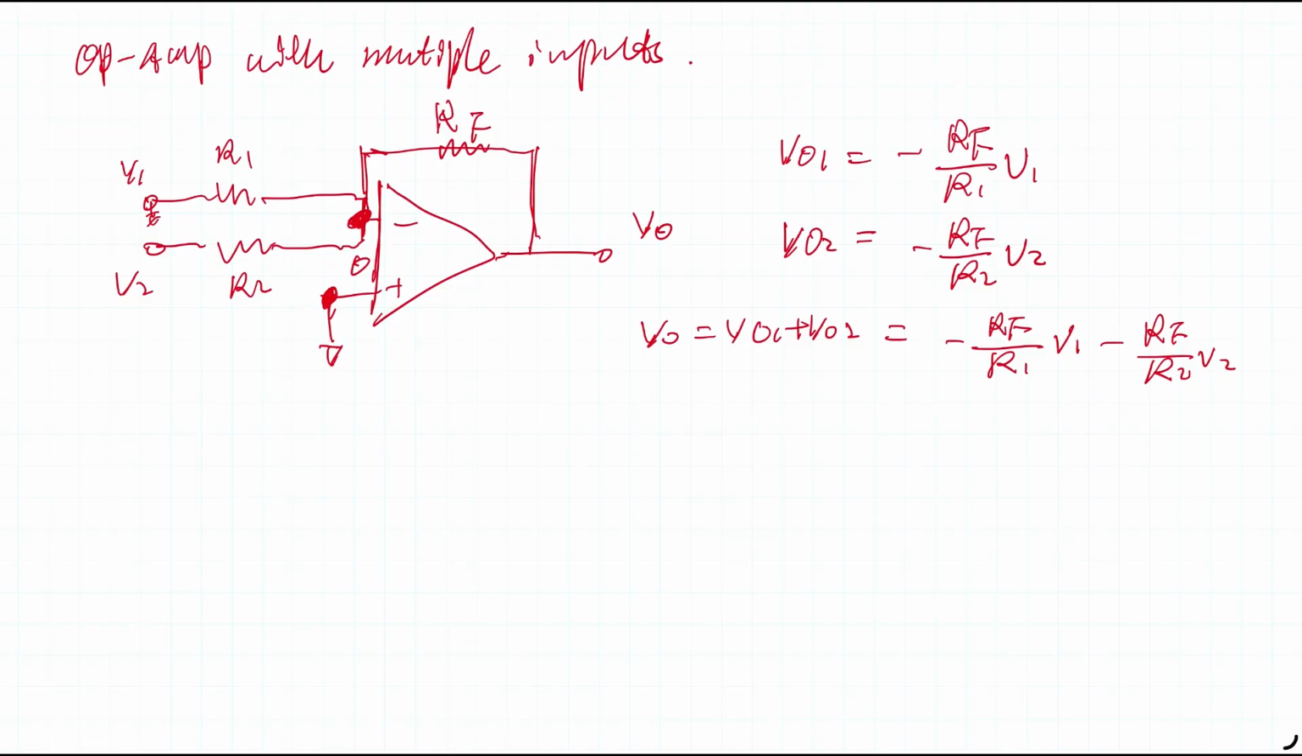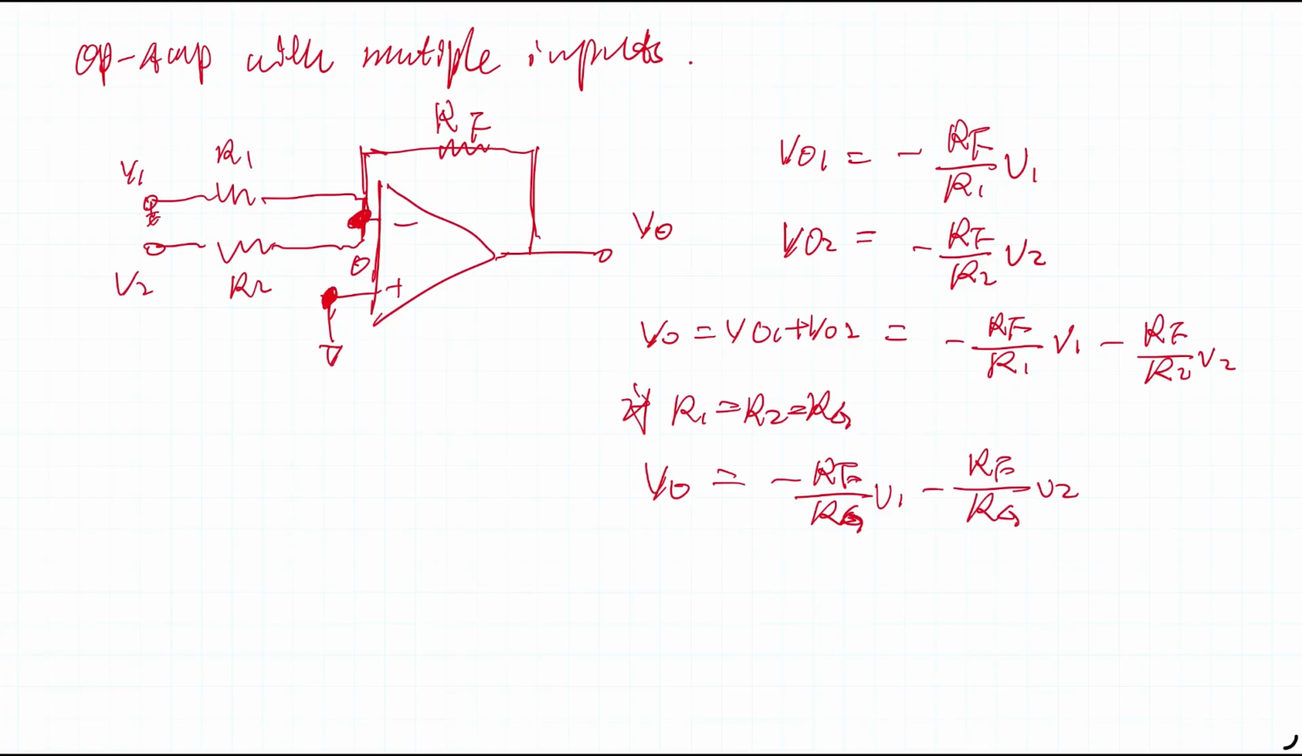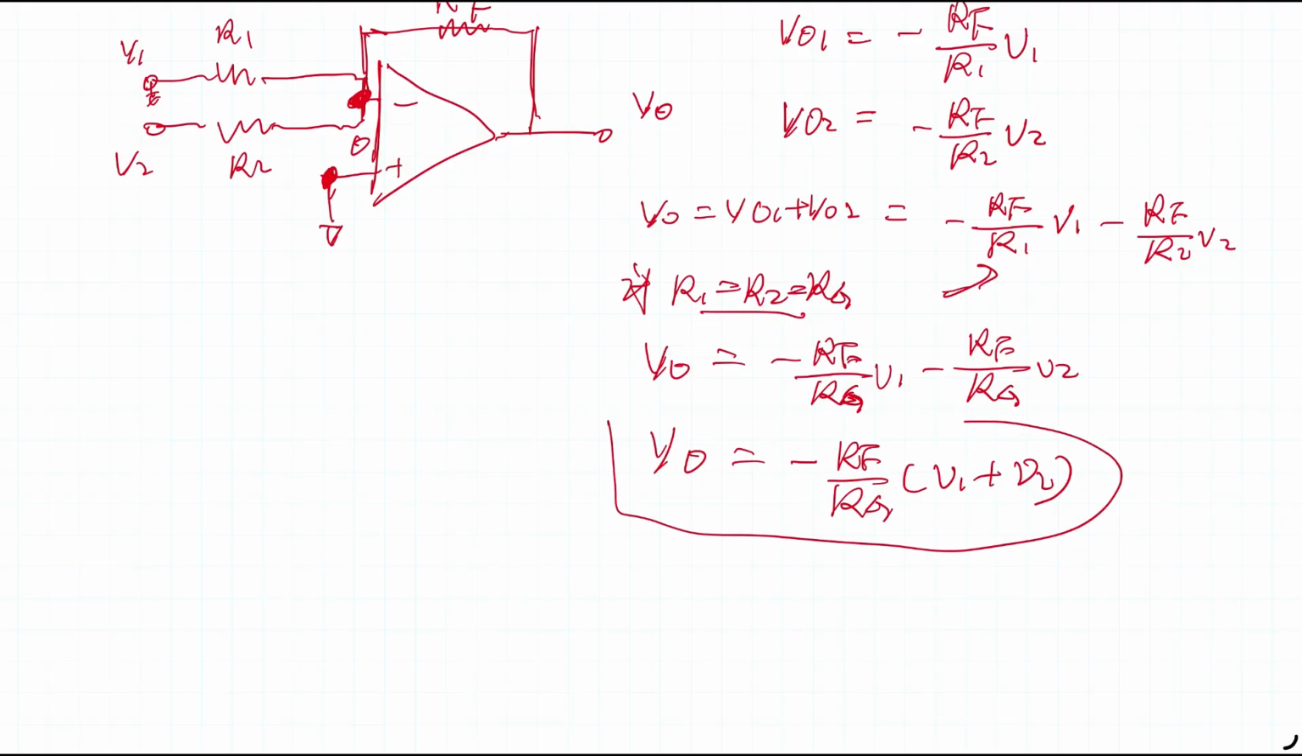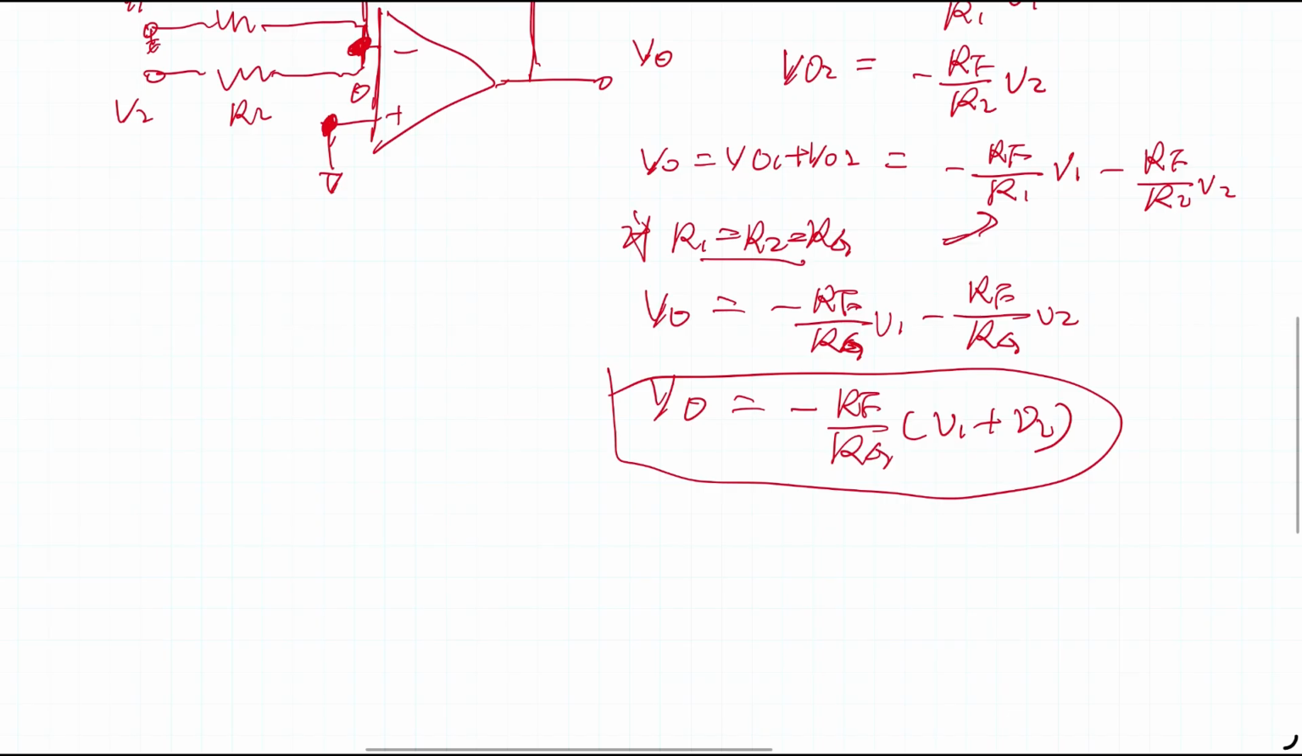There's a special case if R1 equals R2 equals RG. Then Vout equals minus RF over RG times V1 minus RF over RG times V2. Just replace R1 and R2 with RG in the equation, and we get Vout equals minus RF over RG times (V1 plus V2). So that's the typical summation for an inverting op-amp.